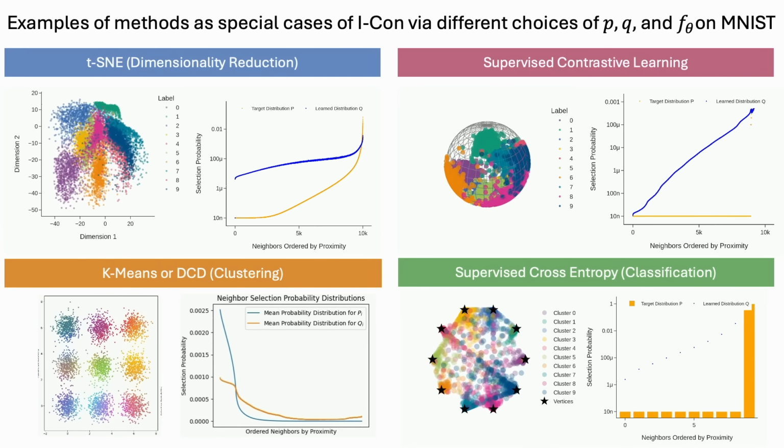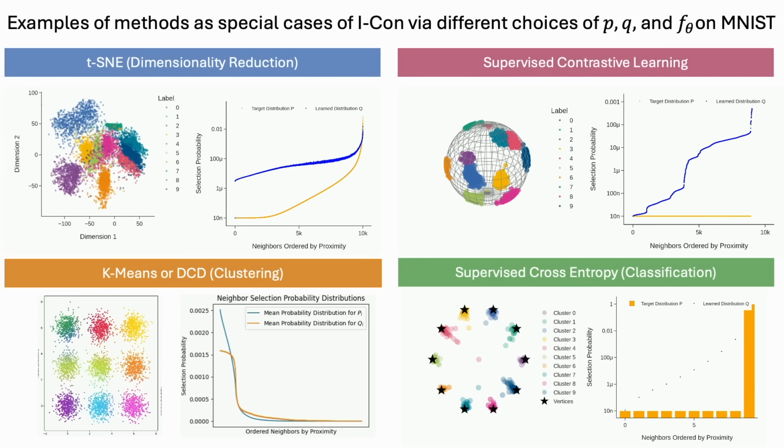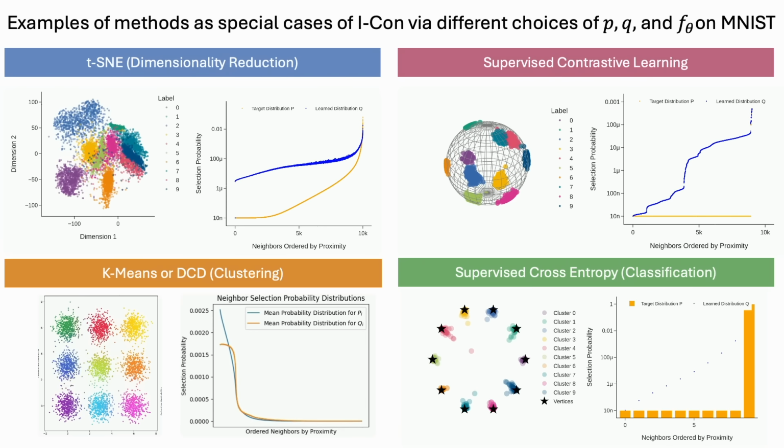Here is a quick simulation on MNIST using our codebase. You can see how the predicted and target distributions, blue and orange, converge over time.